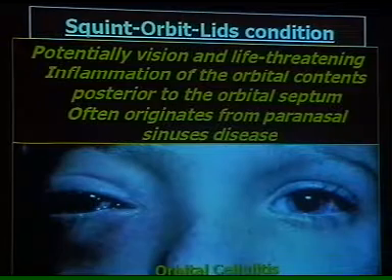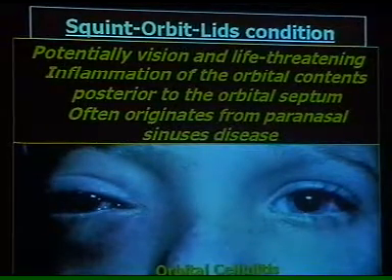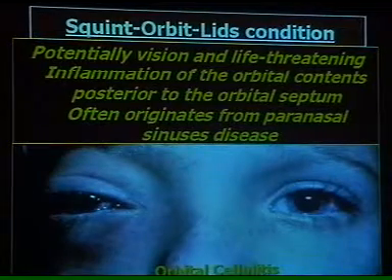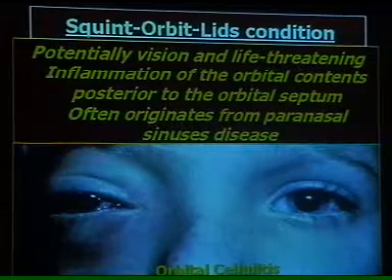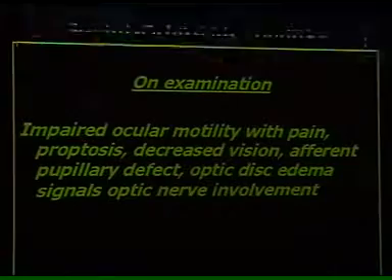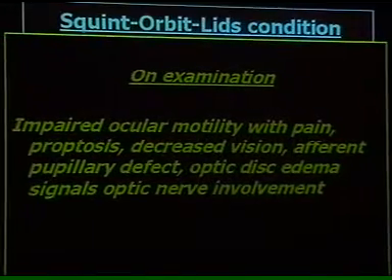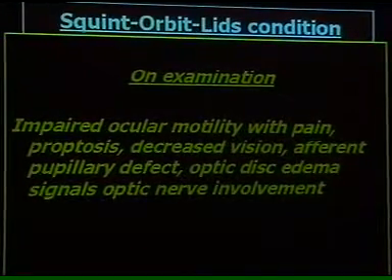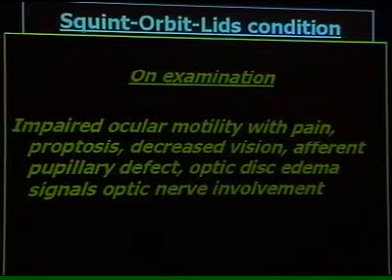Inflammation of the orbital content posterior to the orbital septum often originates from the paranasal sinuses. So one must think of sinus pathology in case of orbital cellulitis. In examination, there may be a problem with the ocular motility. Pain is definitely there. Proptosis is forward pushing of the eyeball.